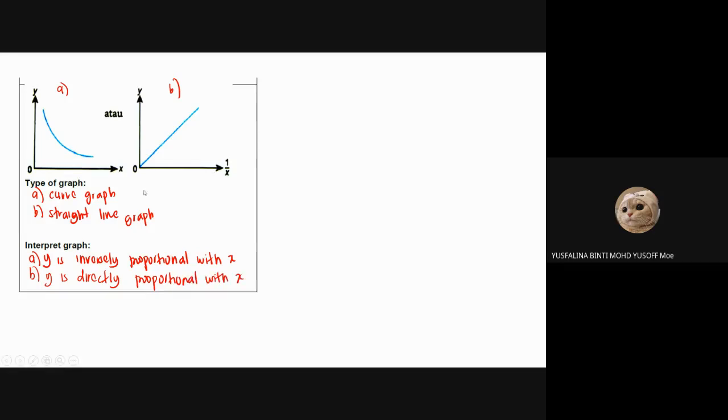Remember, let's say the graph is like this, and you know this one is inversely proportional. Then you change the x-axis to 1 over x. Let's say x is 4, so when you change to 1 over x it is 1 divided by 4. Then you plot the graph, and it will change to a straight line graph that passes through the origin. So we get the answer y is directly proportional with x. Only this kind of graph can be transformed to a straight line graph.